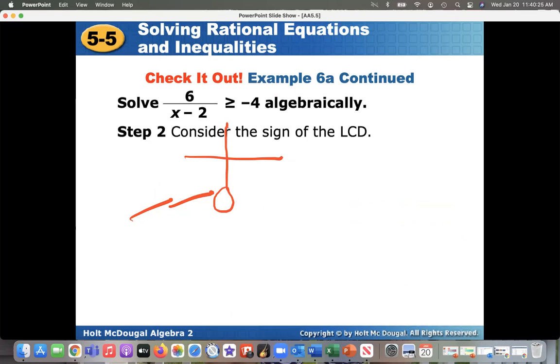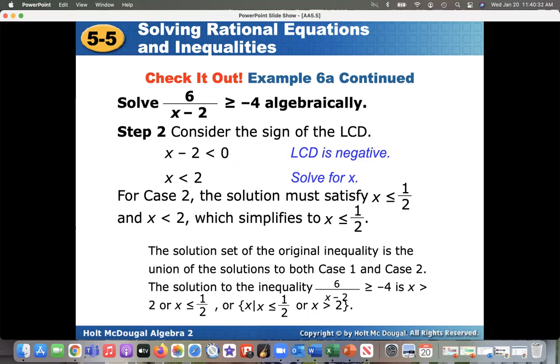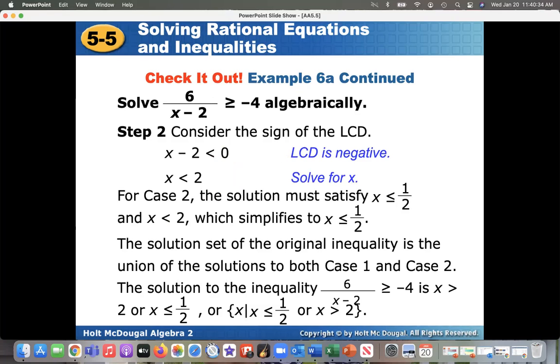Now, then we're going to have to put those together. And I think our solution, let me get rid of this writing here. I think we put those two together. This is the solution we end up with. X has to be bigger than 2, or X has to be less than or equal to 1/2. All right, the solution set is the union, or we got to put those two sets together. Questions on that?